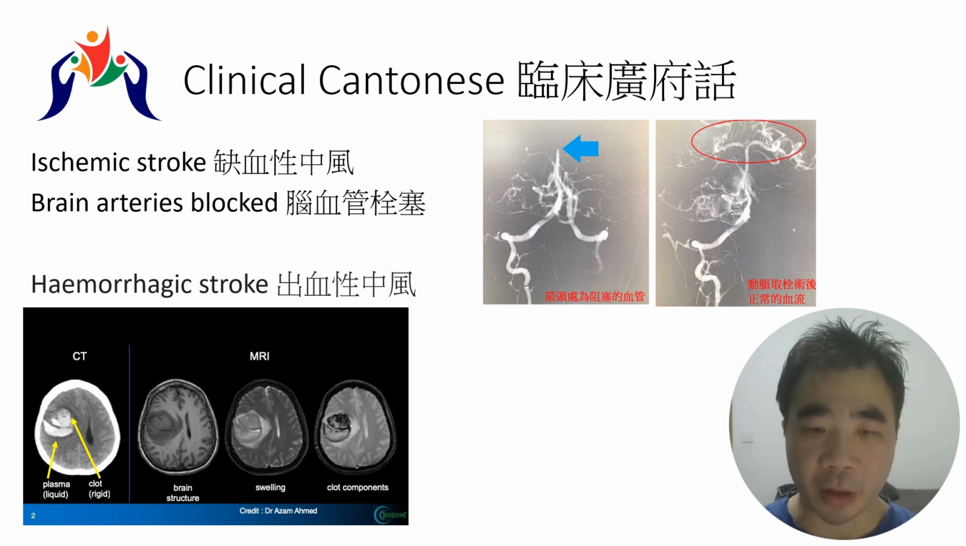Then the other type is not caused by blockage. It's caused by the rupture of the artery in the brain. So the blood comes out from a part of the brain, but it stopped transferring to the other part of the brain. This is called hemorrhagic stroke. We call it in Cantonese 出血性中風. 出血性中風. So it's quite similar to the ischemic, the first syllable, right? In this one, 出 starts with, you imagine like the T sound, 出 okay? 出血性中風.